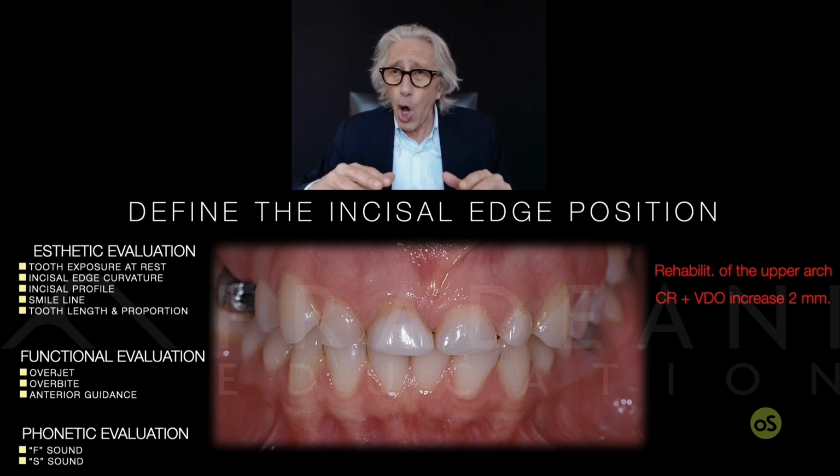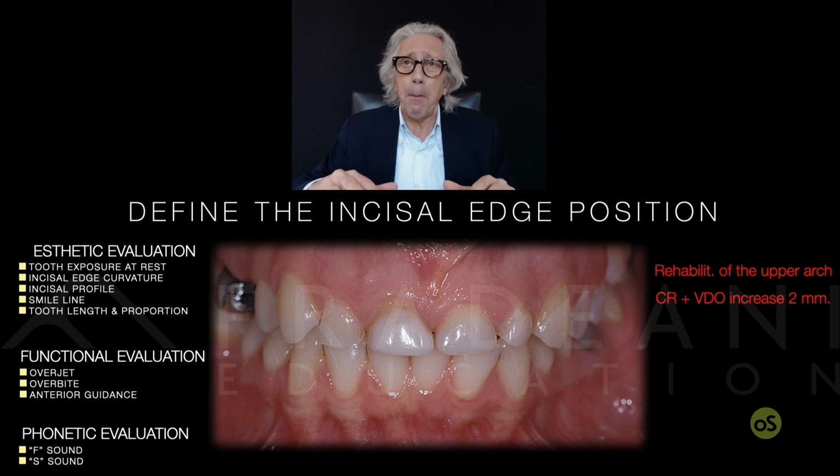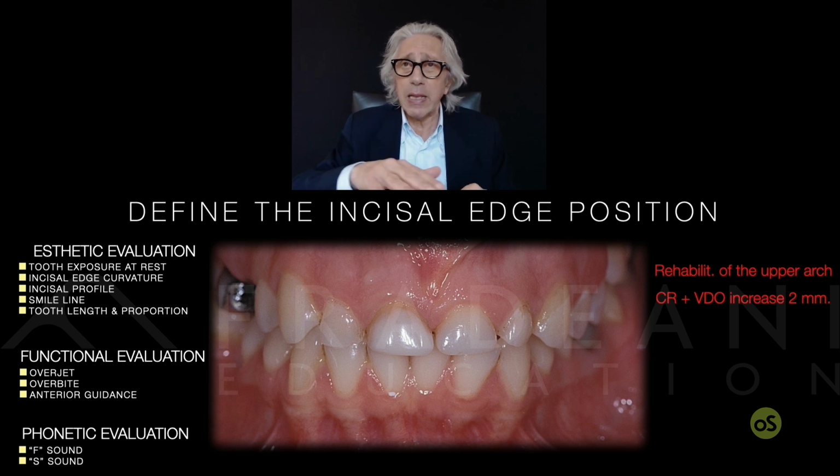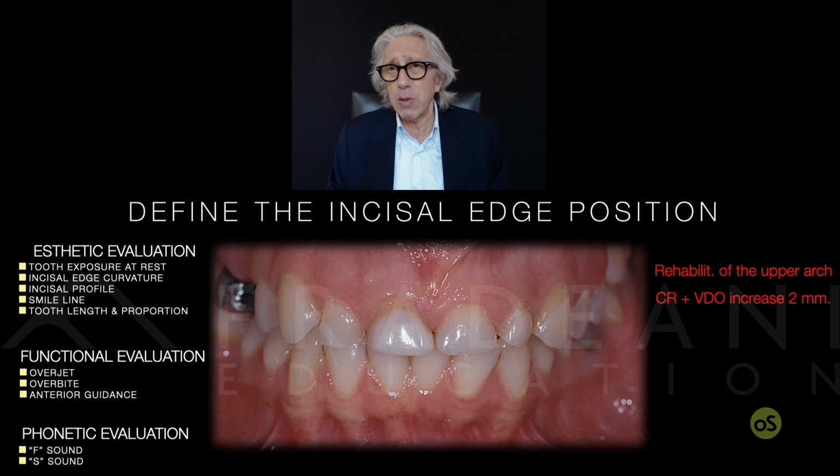And that is possible only if you have the same bite record in every phase of your work. If you have a different position of the bite record, it will be crazy. So that's important. If you put the patient in CR, it will be very possible to repeat the same position. And again, the repeatability of the position is much more important than the precision of the position itself. So now, in this case, we have increased the vertical dimension 2 millimeters on the upper arch only.